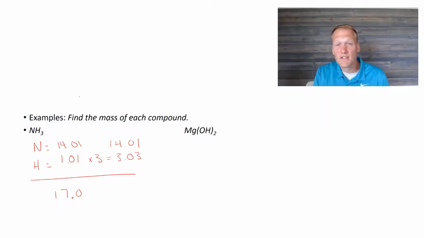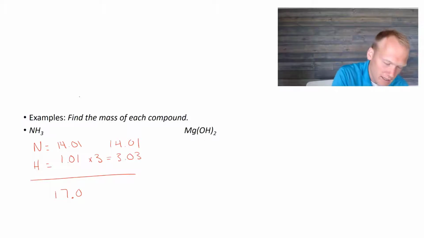This next substance is called magnesium hydroxide. Magnesium has a mass of 24.3.